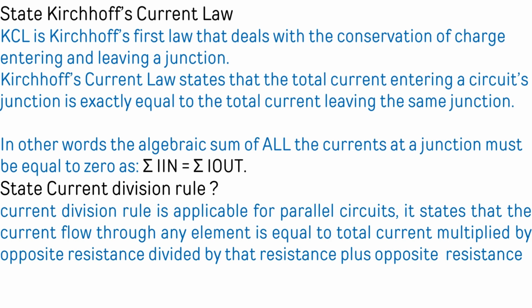State current division rule. Current division rule is applicable for parallel circuits. It states that the current flowing through any element is equal to the total current multiplied by the opposite resistance divided by that resistance plus the opposite resistance.